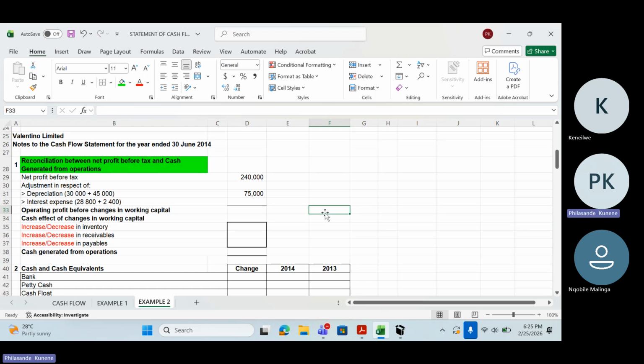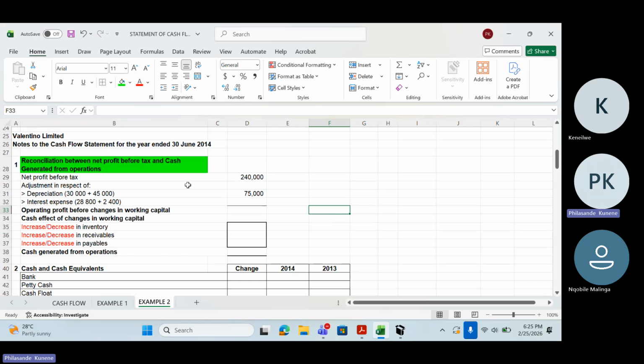How much are we going to have here? We're going to have the 31,200. That's what we're supposed to have. Okay, so that is going to be the total amount of interest expense.